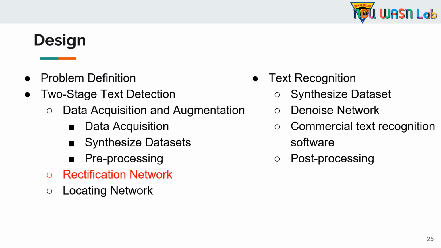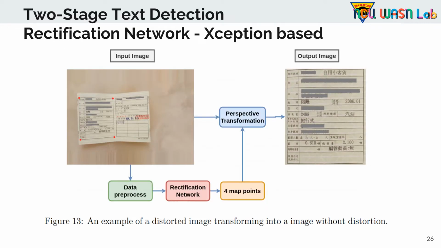And the first stage is the rectification network. The rectification network is improved using Xception network. This slide shows how the rectification network corrects distorted license images. After preprocessed rectification and finally perspective transformation, a rectified image is obtained, and the text distortion has been corrected. Therefore, the accuracy of subsequent text recognition can be improved.